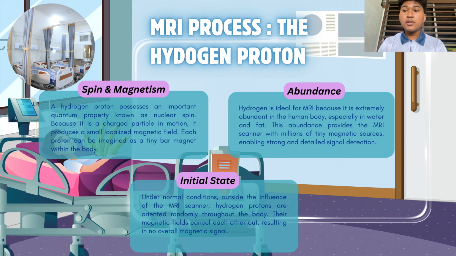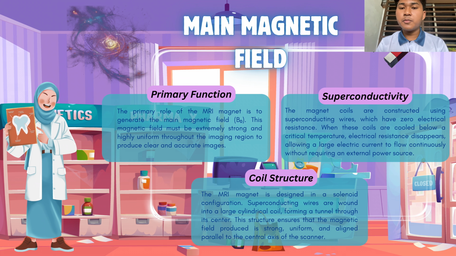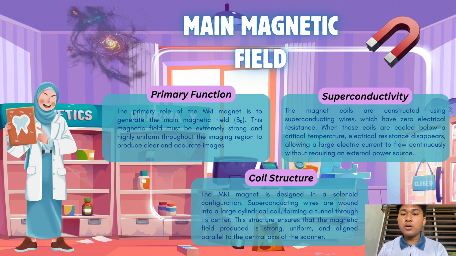So for the main magnetic field, the primary role of the MRI magnet is to generate the main magnetic field. This magnetic field must be extremely strong and highly uniform throughout the imaging region to produce clear and accurate images.